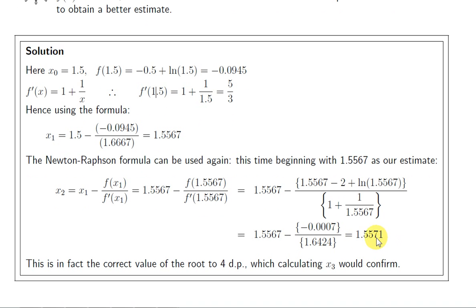and to 4 decimal places we get 1.5571. Now if we continue with this procedure and calculate x3 by plugging this in, we would actually also get 1.5571 to 4 decimal places. So that tells us that this is the root to 4 decimal places.